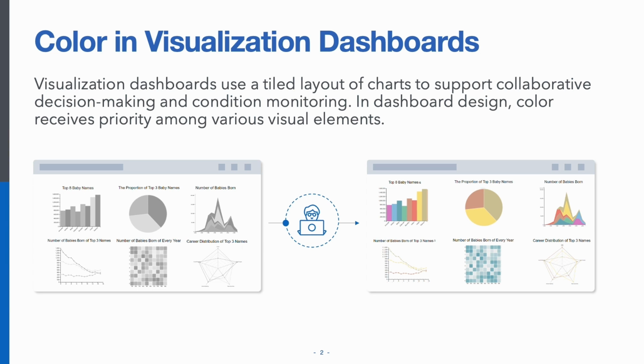Visualization dashboards as an information presentation use a tile layout of charts to support collaborative decision-making and condition monitoring. In dashboard design, color receives priority among various visual elements. It serves as both an important visual channel to encode data and a pivotal feature to communicate the characteristics of information design. However, creating dashboard colorings is challenging, as a well-designed coloring should be both effective and expressive.